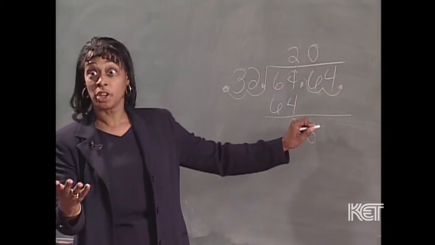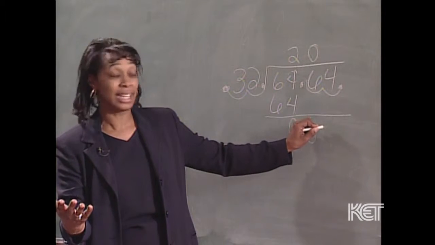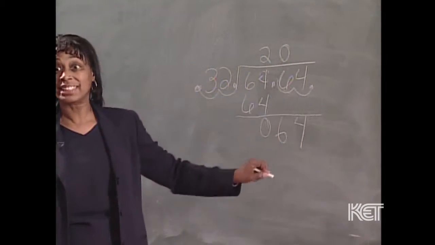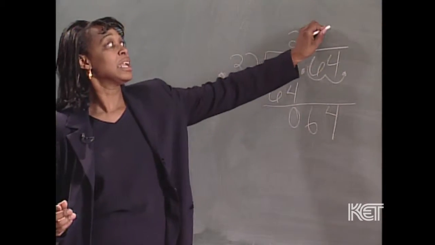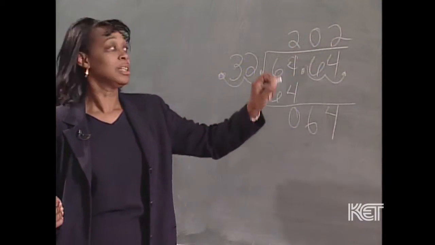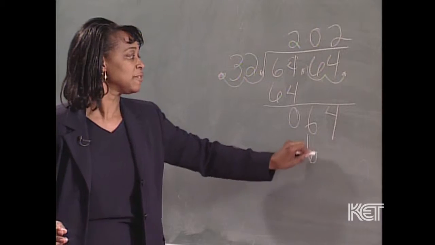Once you have your 6, you know that's going to be the remainder of what you have left. Bring down your next digit. So now I can divide 32 into 64, and I already know that. I go 2 times 32 is 64.